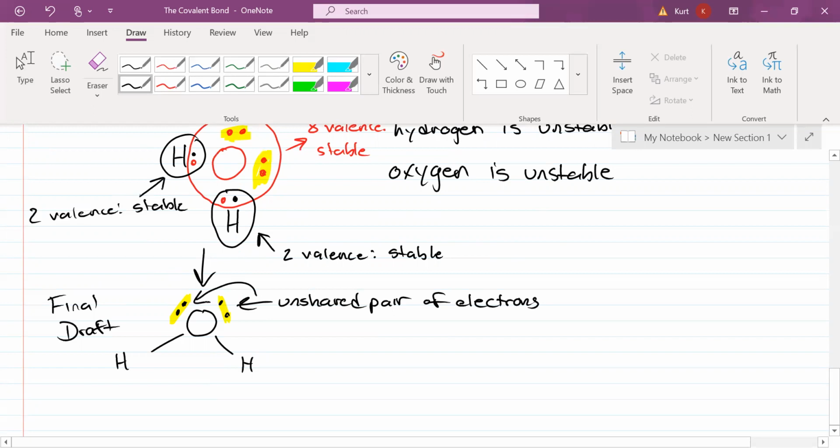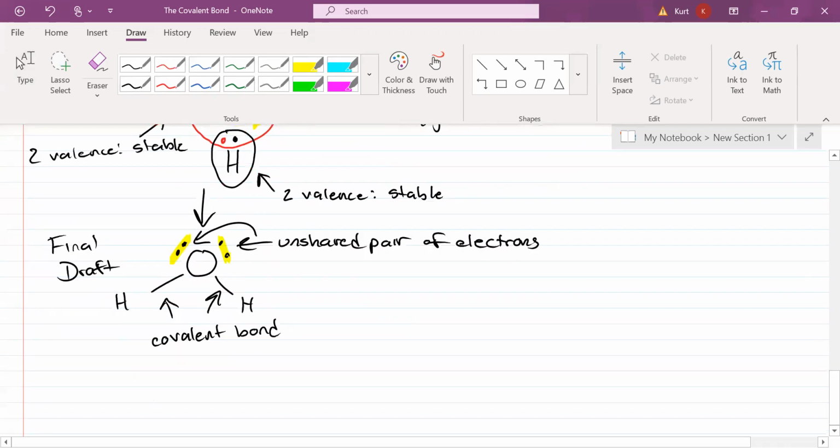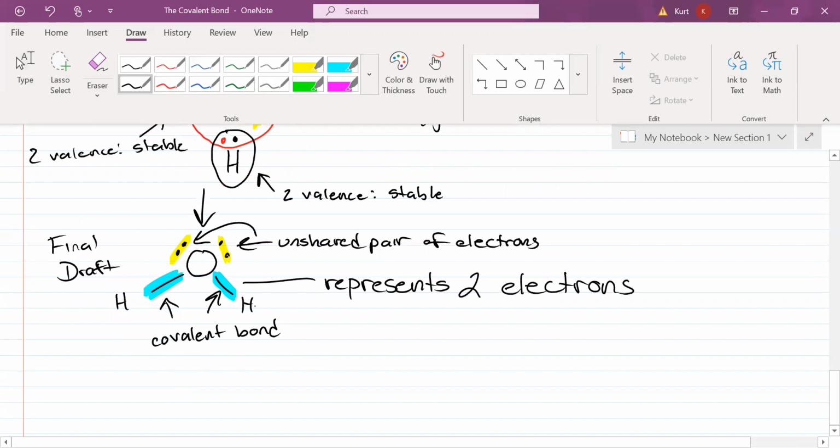Okay, that's basically how covalent bonds work. And so this is a covalent bond, and that is a covalent bond. And when you see a covalent bond like that, that line that you're seeing right here and right here represents 2 electrons. One electron from the hydrogen, 1 electron from the oxygen. So what you're looking at are 2 single covalent bonds.